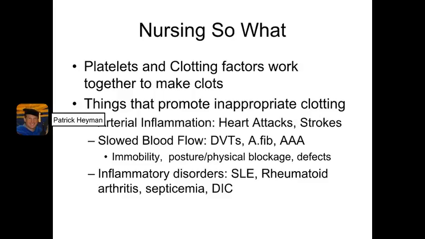All right, let's talk about the nursing so what. So, platelets and clotting factors work together to make clots. Platelets hold hands and then tie themselves together with fibrin. The clotting factors make fibrin. Things that promote inappropriate clotting include arterial inflammation, and that's going to lead to heart attacks and strokes. And on the venous side, we have slow blood flow, which is going to lead to DVTs, atrial fibrillation, AAA, and the main risk factors there are going to be immobility, posture, and physical blockages and defects.